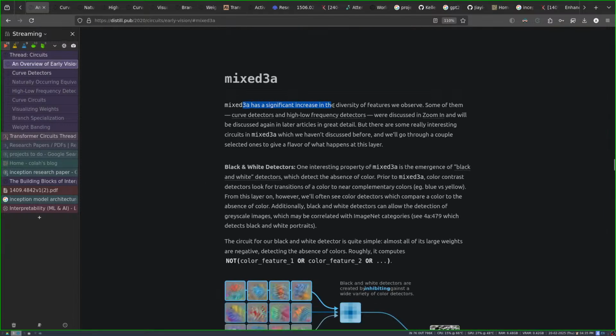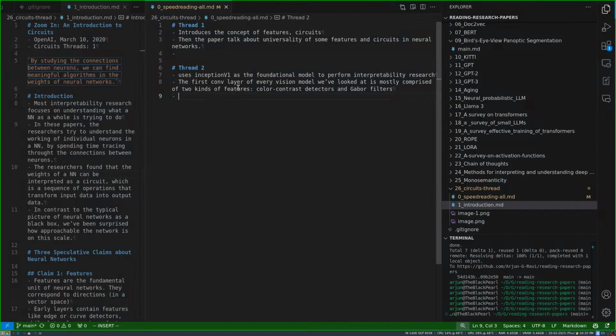Inception 3 had a significant increase in the diversity of features that we observe. This paper talks about what are the features that they observed in the first five layers of Inception.